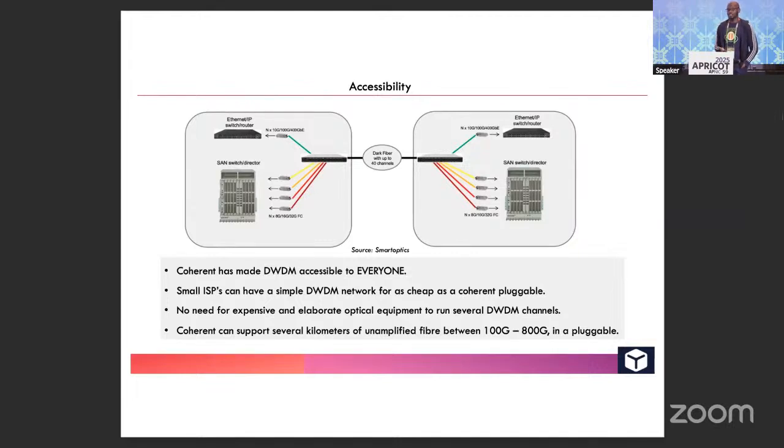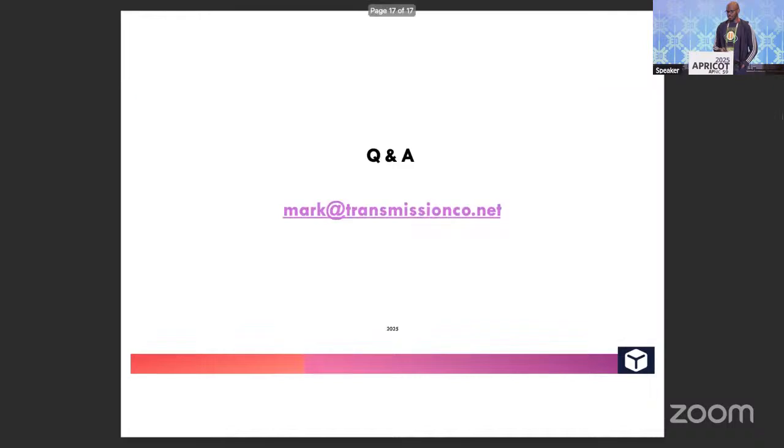And with that, you can get anywhere from 100 to 800 gig in a plug, which is fantastic. So you're not paying for all the R&D that's going into building a specialized embedded optical line card. And that really just means that anybody can have this technology now. It's not relegated to large operators anymore. And that's it. Thank you very much.